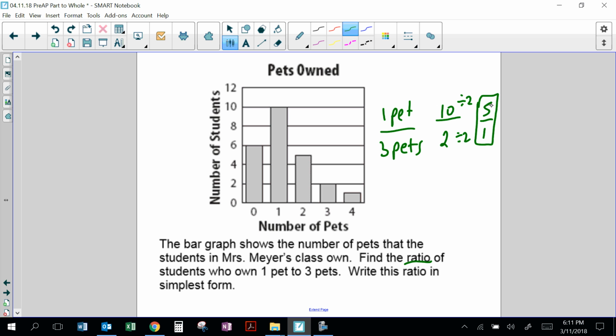That means for every 5 students who have 1 pet, there's only 1 student who has 3 pets. Do not say the answer is 5. In a ratio, you have to compare 2 numbers, so 5:1.